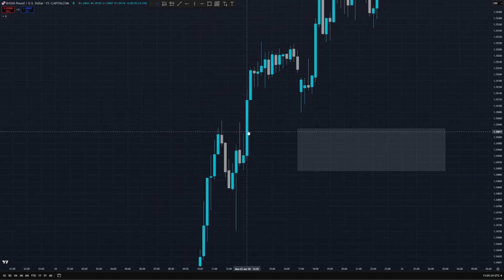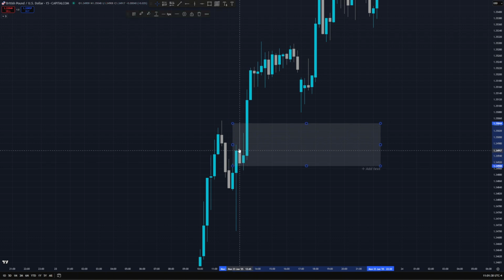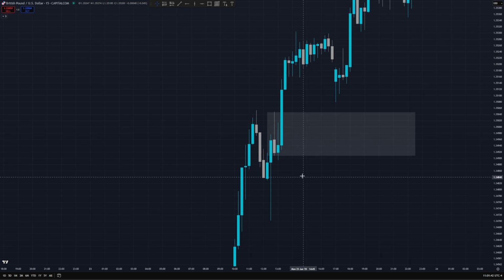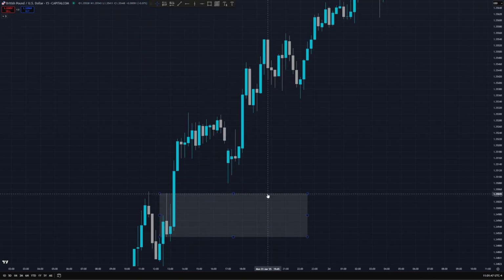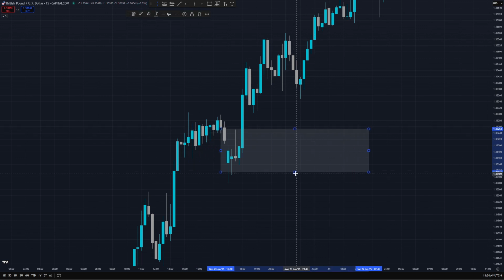But you don't want to see price come back below. You don't want to see price close back below this candle. See how it hasn't closed below, it's come back down and it's gone up. Same here. You're watching this in live time.